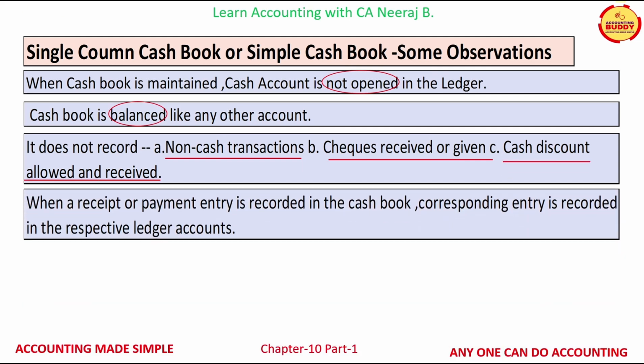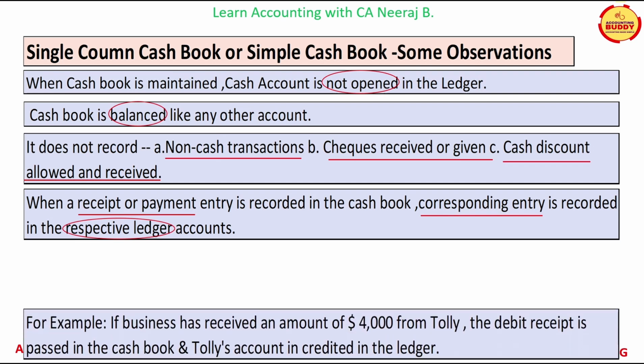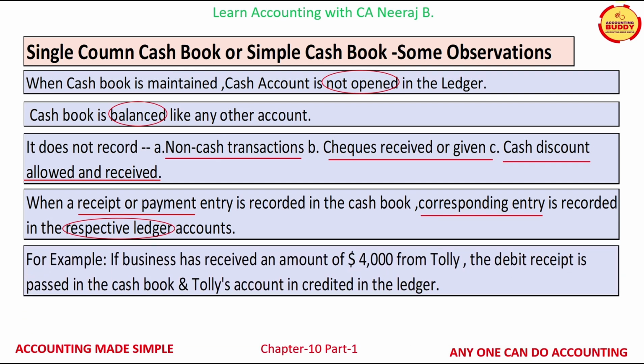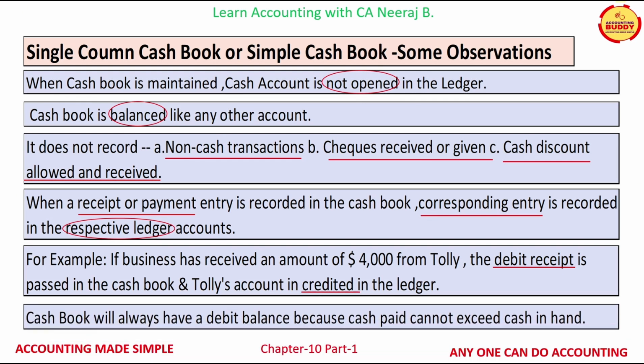When a receipt or a payment entry is recorded in the cash book, corresponding entry is recorded in the respective ledger accounts. For example, if business has received an amount of $4,000 from Tolly, the debit receipt is passed in the cash book and Tolly's account is credited in the ledger. Cash book will always have a debit balance because the cash paid cannot exceed cash in hand.